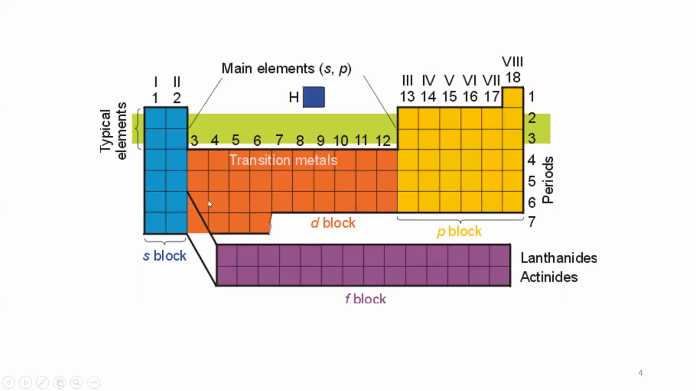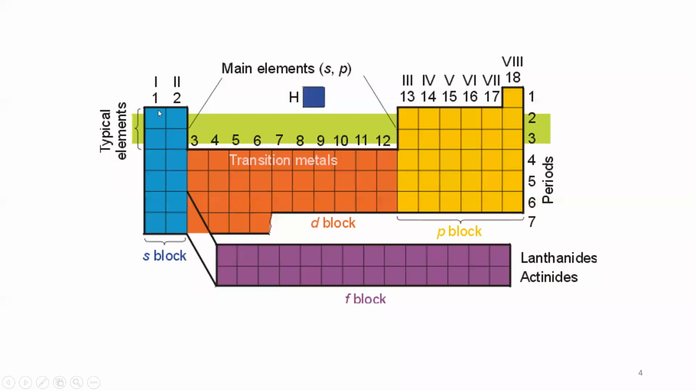So this is actually your periodic table. As I said, your S block and your P block are the main group elements. Then we have the transition elements, which are your 3D, your 4D, your 5D. Then we have the F block, the lanthanide and the actinide.